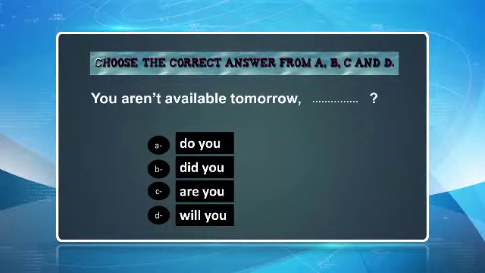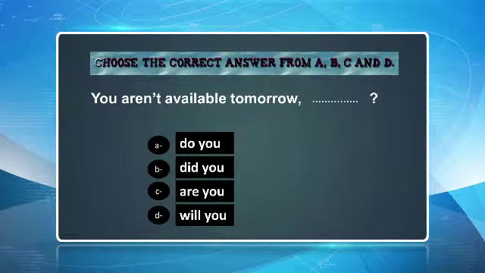Next question. You aren't available tomorrow, blank. And of course, you remember this from Unit 6. This is covering question tags, which are short questions that come at the end of statements. So which of these options do we include in this sentence? Is it do you? Is it did you? Are you? Or will you?